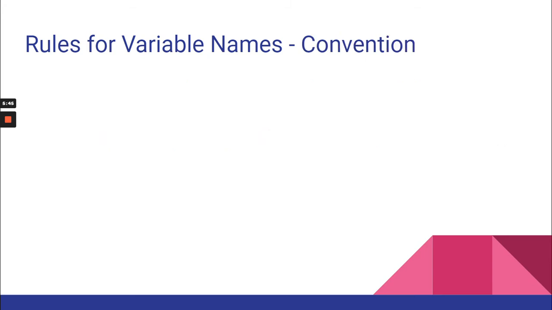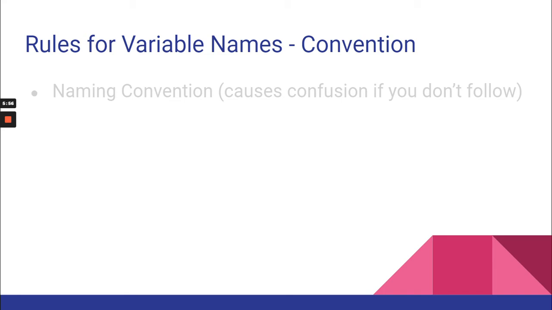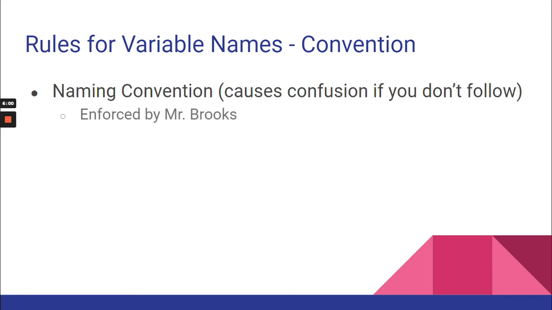Okay? Now the other part is convention. We adopt a convention to make it easier for you and easier for me. And it's a rule that you need to follow. The convention helps to avoid confusion. It will be enforced by me. When you turn in your assignments, I'll look at the variable names that you're using, and if they're out of line with this convention, I'll mark off points.